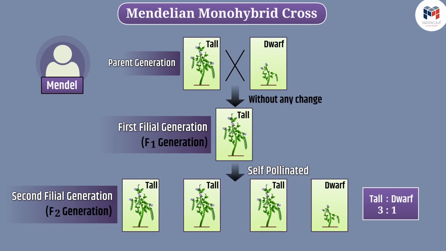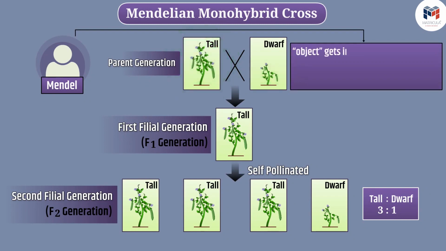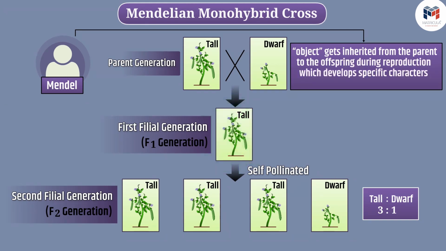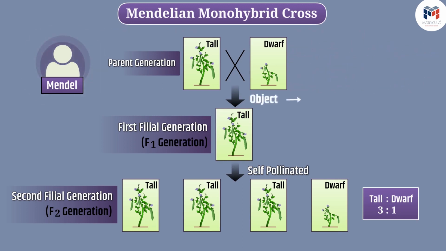After understanding this fact, Mendel proposed that a certain object gets inherited from the parent to the offspring during reproduction, which develops specific characters in the offspring. Mendel called this object a factor. We call it a gene. Based on the above fact, we can say that gene is a unit of heredity.